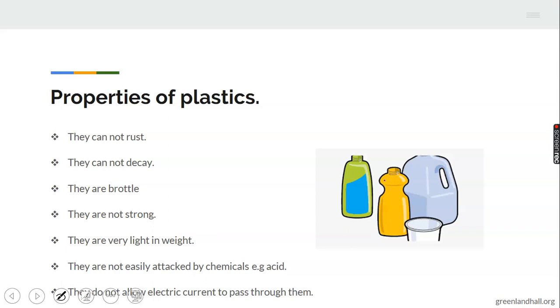Then there are bottles. You can see I have some bottles here. That's a keg, bottles, cup. Then they are not strong. If you step on them, they can break. They are not very strong. They are very light in weight. They don't have so much weight. They are not easily attacked by chemicals like acid. If you pour acid on plastic, it will not affect it. They do not allow electric current to pass through them. Electric current cannot pass through plastic.